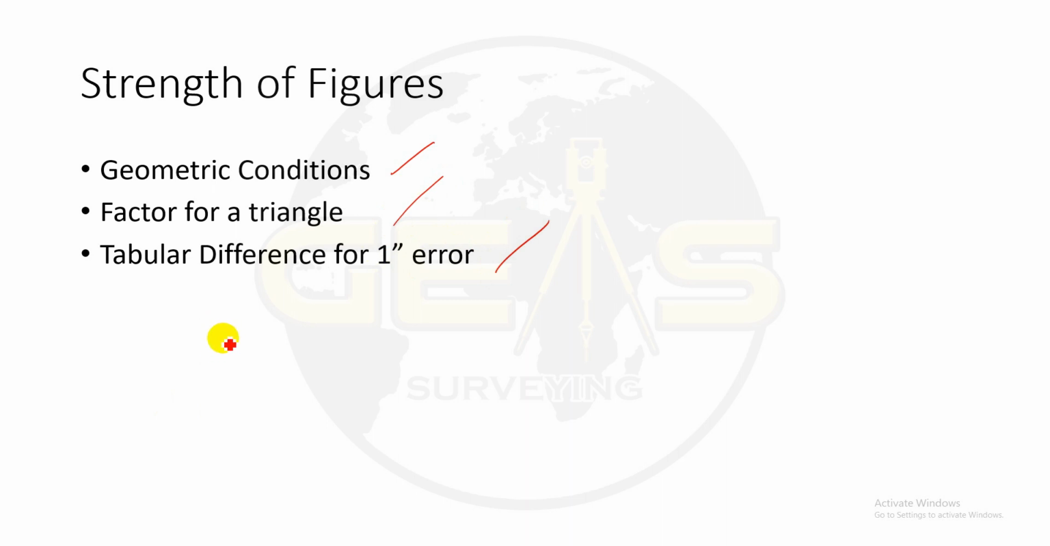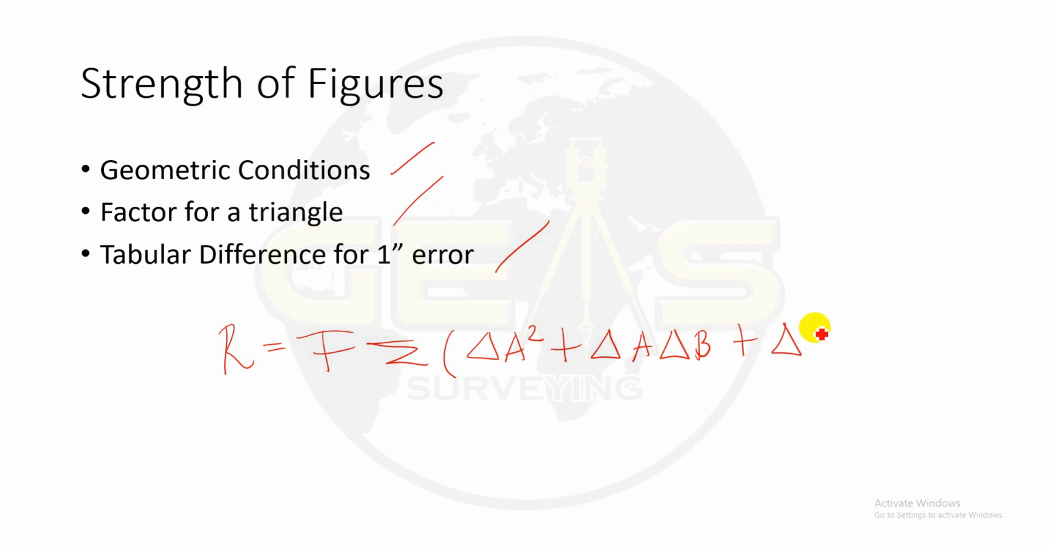So strength of figures is denoted by R equal to F factor times the summation of delta A squared plus product of delta A and delta B plus delta B squared. Okay, this is the strength of figures.